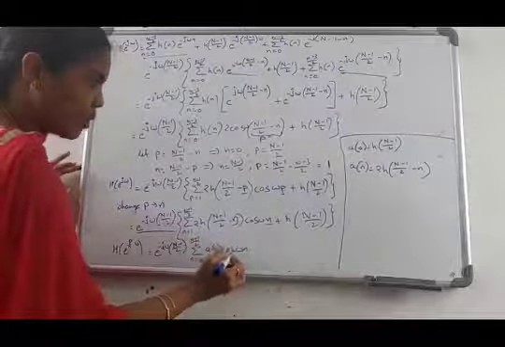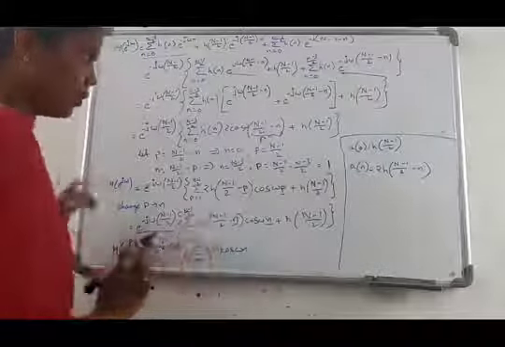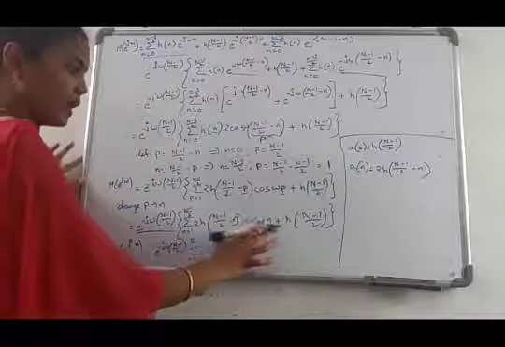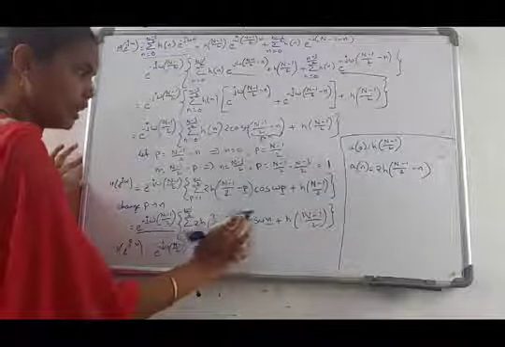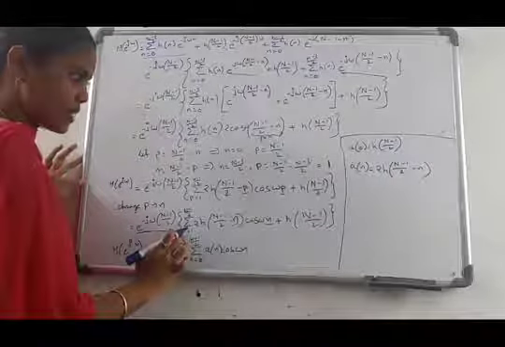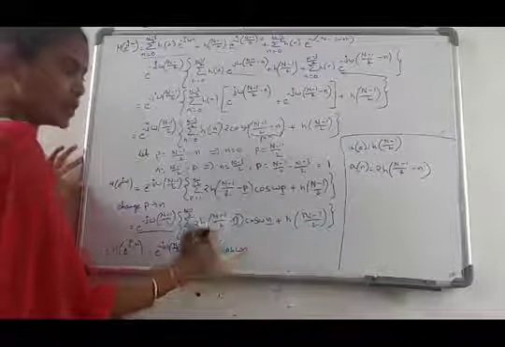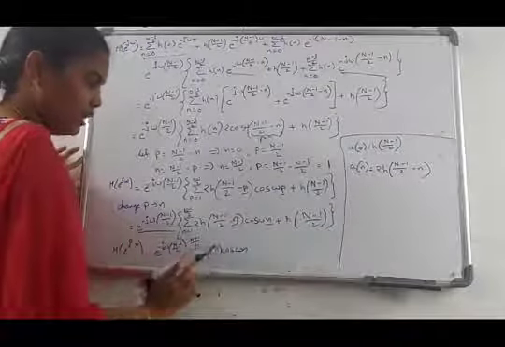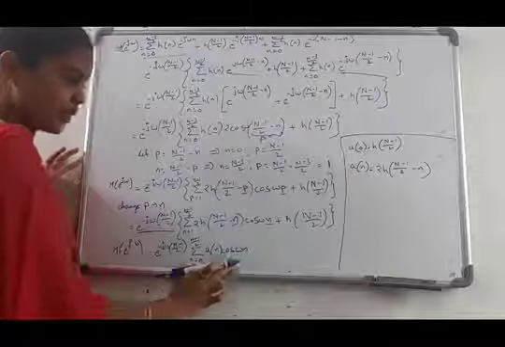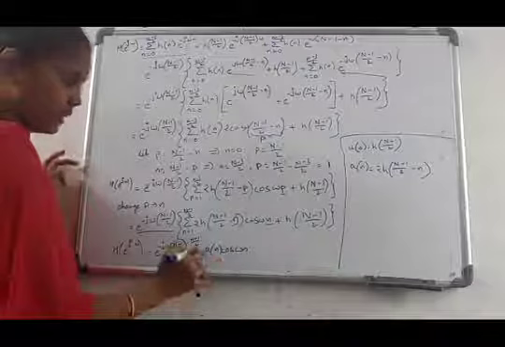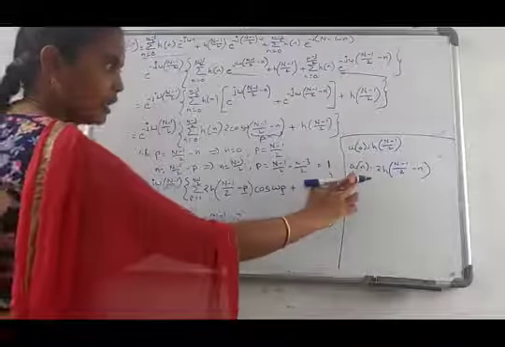A n cos omega n. Now, if you apply summation, here a of 0, if you substitute n is equal to 0, you are getting only a of 0 is equal to h of (n minus 1) by 2. Now this part is a n.